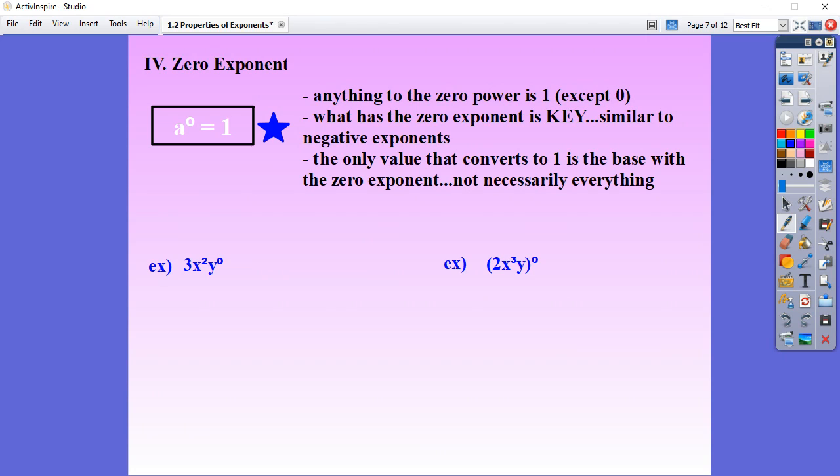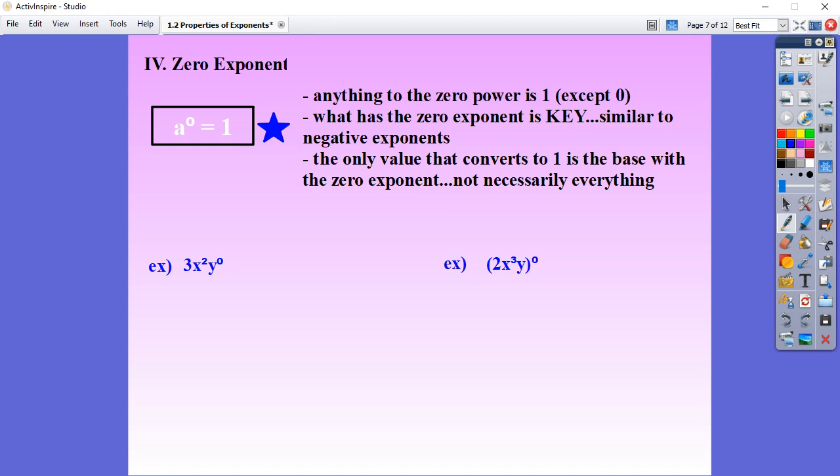Okay. Last thing we'll look at, 0 exponent, something like this. So really what you want to know is anything to the 0 power is 1, except 0. 0 to the 0 is indeterminate. We won't see that, but you'll see it in calculus potentially, but not in pre-calc.